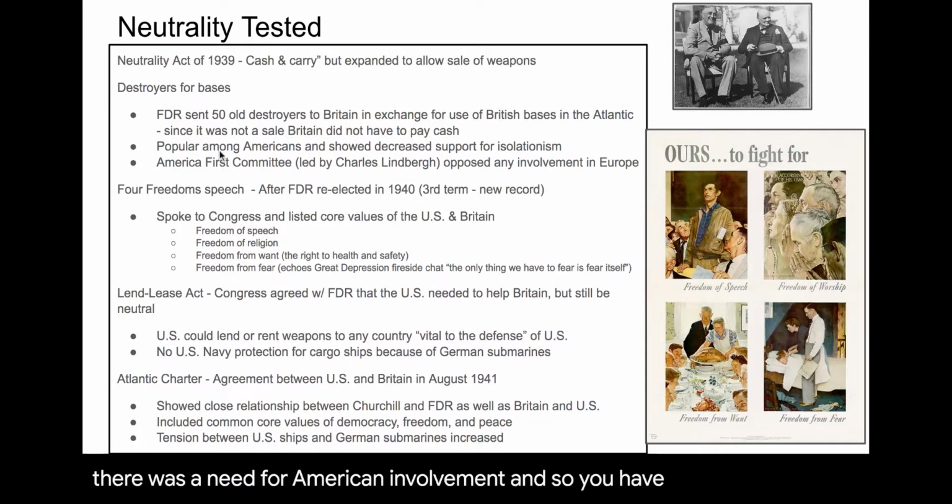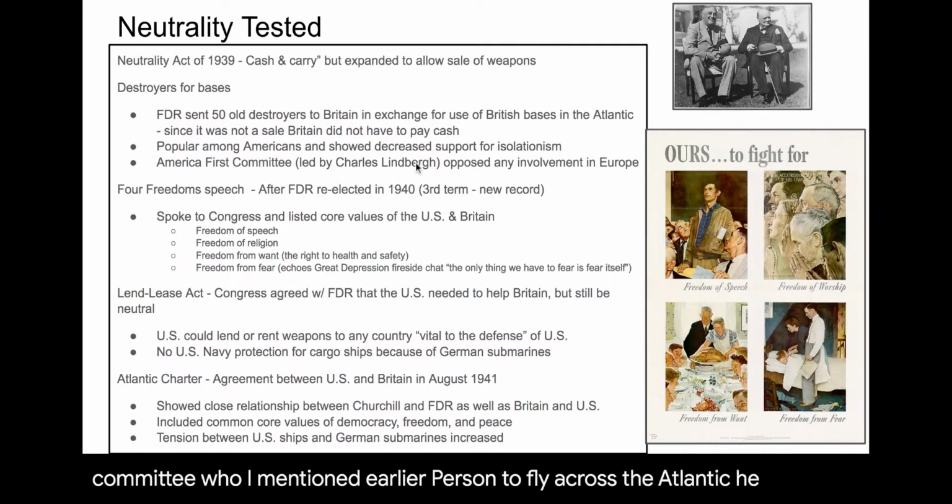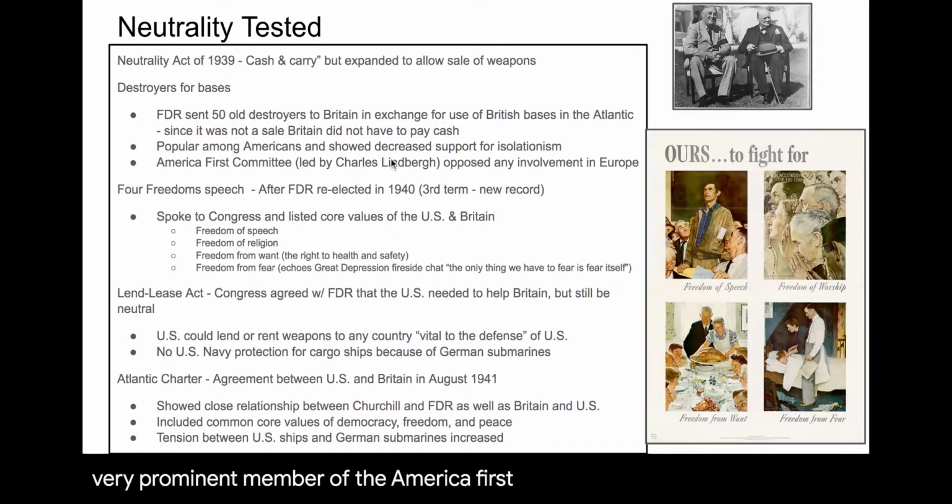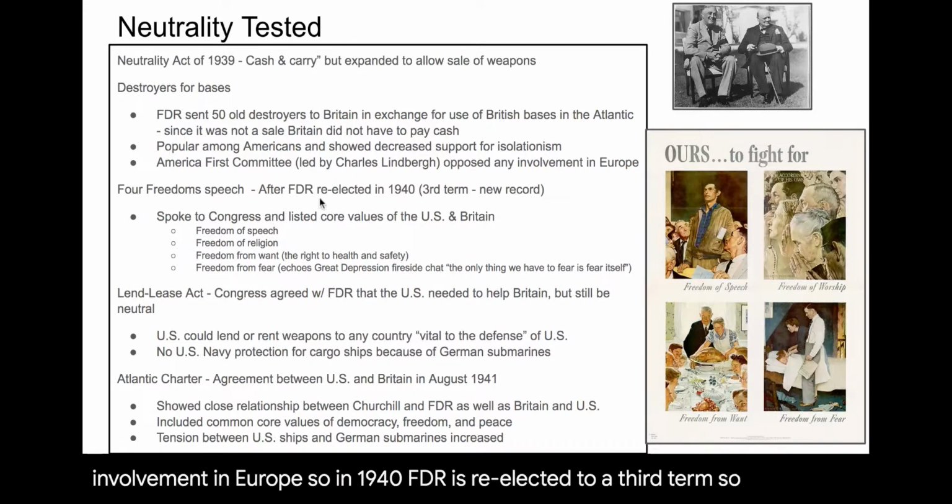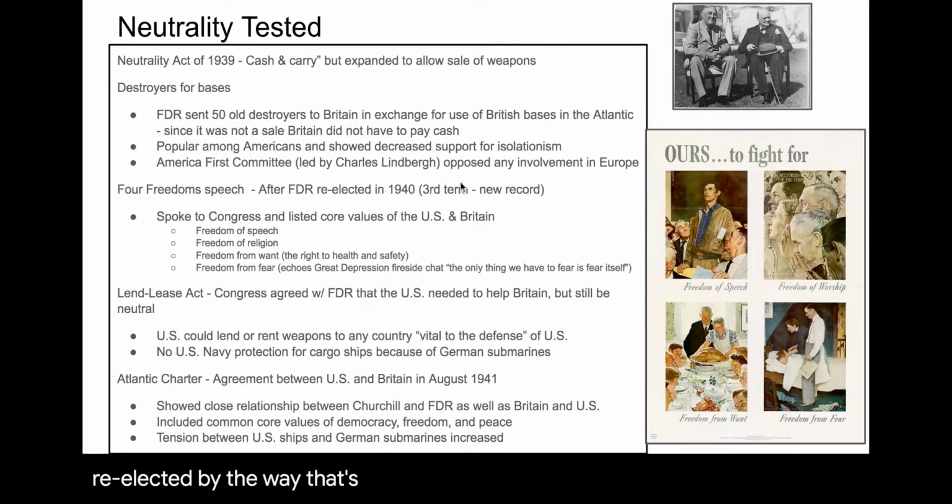And so you have this America First Committee, who I mentioned earlier. And Charles Lindbergh, you might remember him as the first person to fly across the Atlantic. He was a very prominent member of the America First Committee. They opposed any involvement in Europe. So in 1940, FDR is reelected to a third term. And that, by the way, is a new record. No president has ever been elected three times.